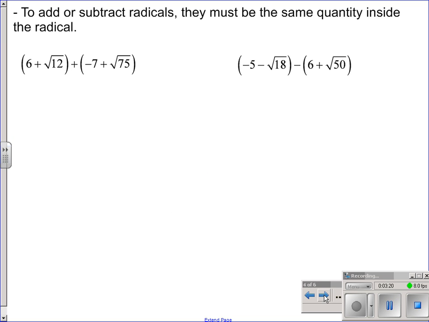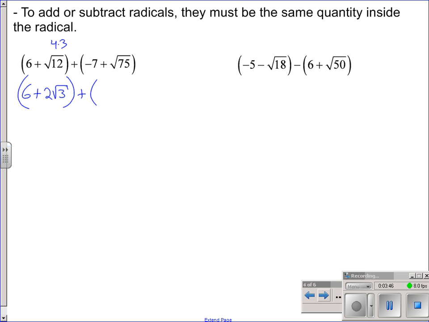All right, to add or subtract with the radicals, you think in like terms. You can only add and subtract like terms. What makes radical like terms is that it's the square root of the exact same number. So, simplify those radicals. The square root of 12. Well, 12 is 4 times 3, so square root of 4 is 2. So this is 6 plus 2 square root 3.